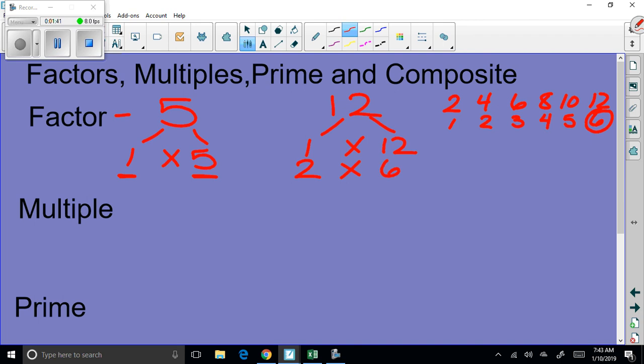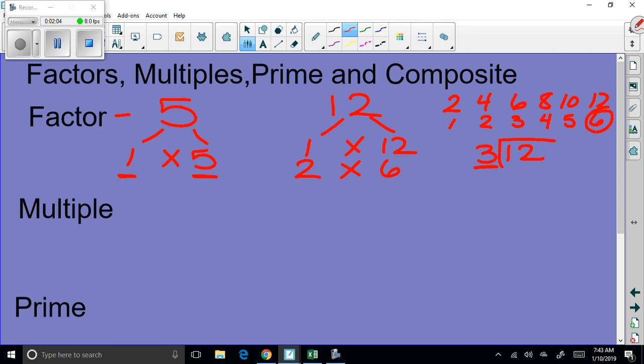I can try 3, and you can try all numbers. But another way you can do this is you can use division to help you. So 12 divided by 3. If there is no remainder, nothing left over, then you know that that number, your divisor, is indeed a factor of the number. So let's try it.